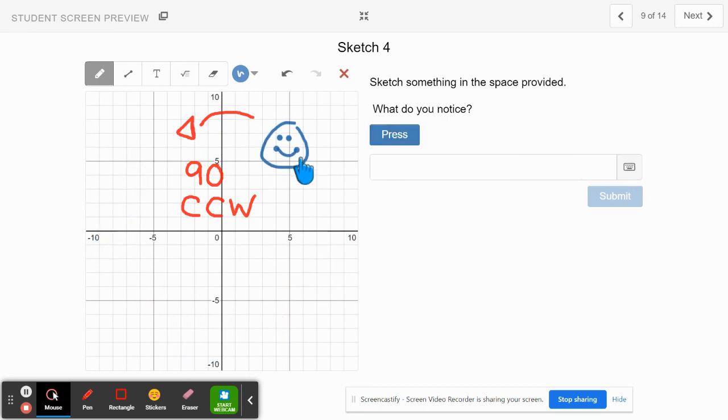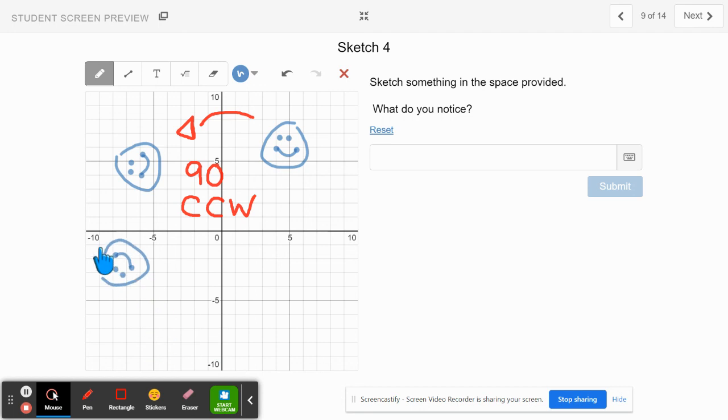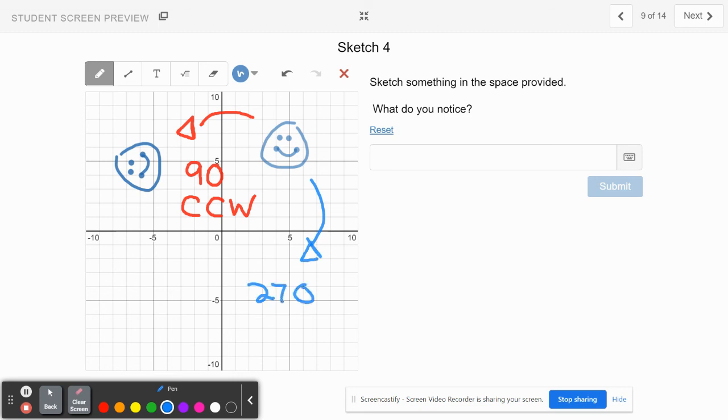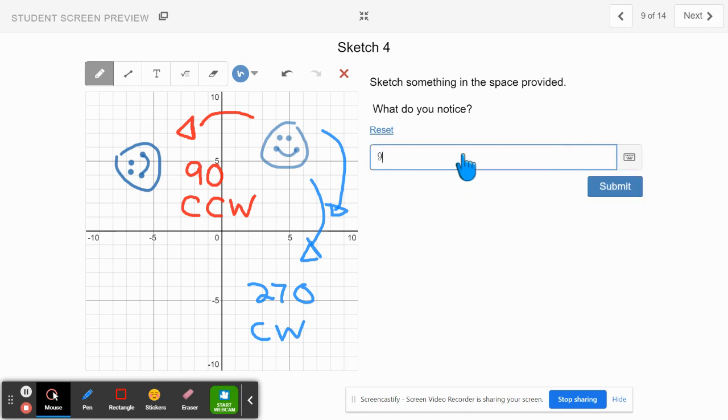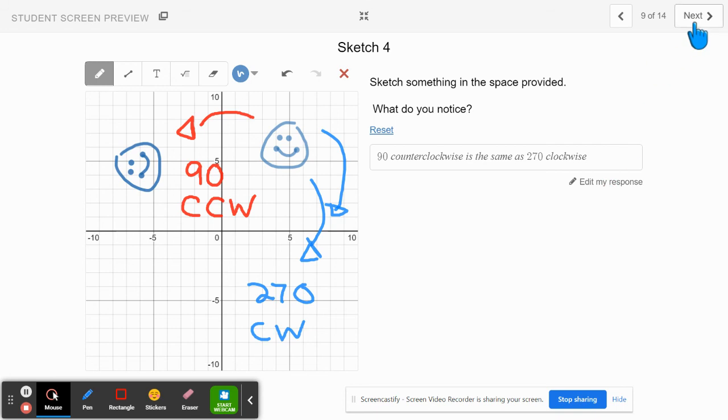What's going on with the other one? What's this guy doing? That's 90, 180, 270. So the other one's going 270 clockwise. It's going to the right, which is clockwise. Okay, so you're going to realize, if I had to type something out, that 90 counterclockwise is the same as 270 clockwise. They're the same. They're the same kind of rule. Okay? And I guarantee they're probably going to go over something else just like that.